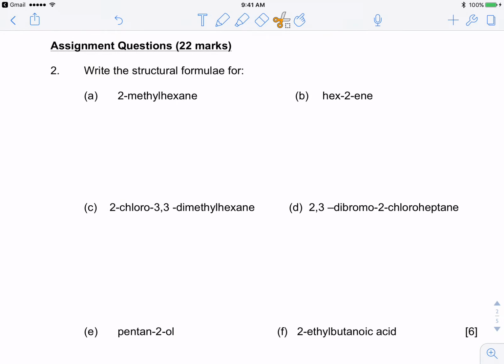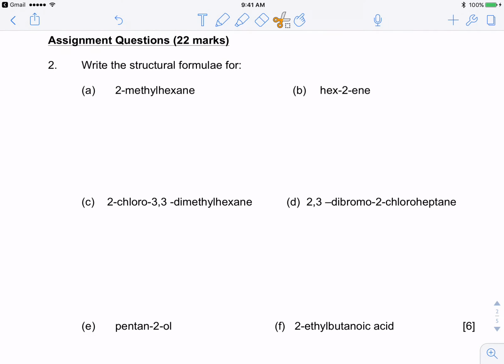Okay, finally, we're at the assignment question. Write the structural formula for 2-methylhexane. When they ask you to write the structural formula, in this case they actually meant for you to draw it out. Can you change it to draw the structural formula for all of these?